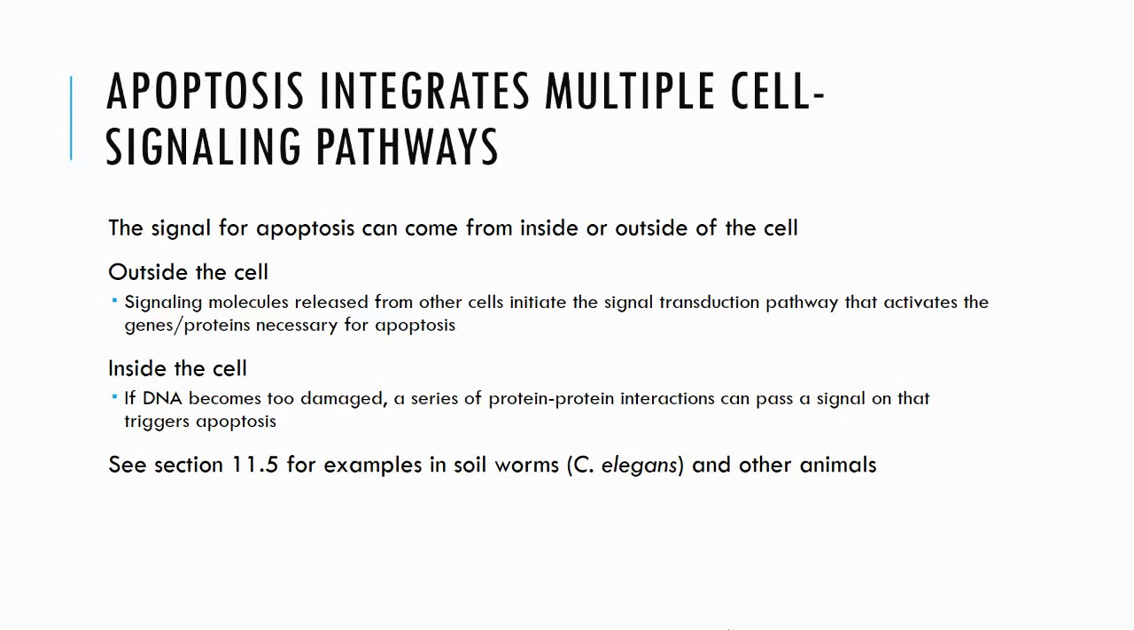The signal for apoptosis can come from inside or outside of the cell. If it's coming from outside of the cell, signaling molecules released from other cells initiate the signal transduction pathway that activates the genes and proteins necessary for apoptosis. Inside the cell, if the DNA becomes too damaged, a series of protein-protein interactions can pass a signal on that triggers a response, which you can see in section 11.5 for examples in soil worms, C. elegans, and other animals. But I don't want to spend time on that right now. You can do that on your own.